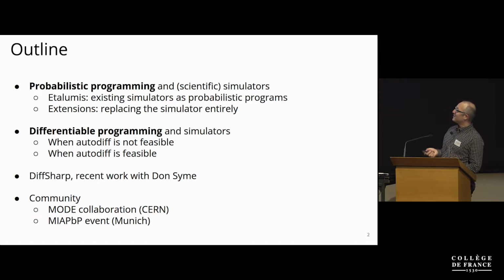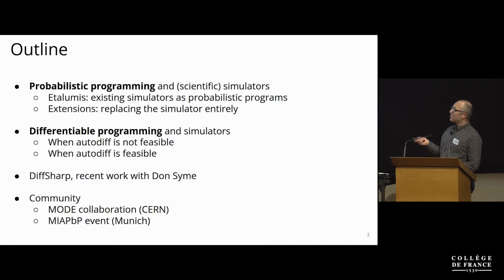So the outline is, I have a part where I talk about how to repurpose existing simulator code bases as probabilistic programs. And there are some extensions you can do after that, like completely getting rid of the simulator and replacing it with a deep learning based surrogate of the simulator. After that, I'm going to talk about differentiable programming with simulators. For example, learning a differentiable surrogate of the simulator, or if your simulator's source code allows, you can do automatic differentiation of the simulator code to get the differentiable version of the simulator.